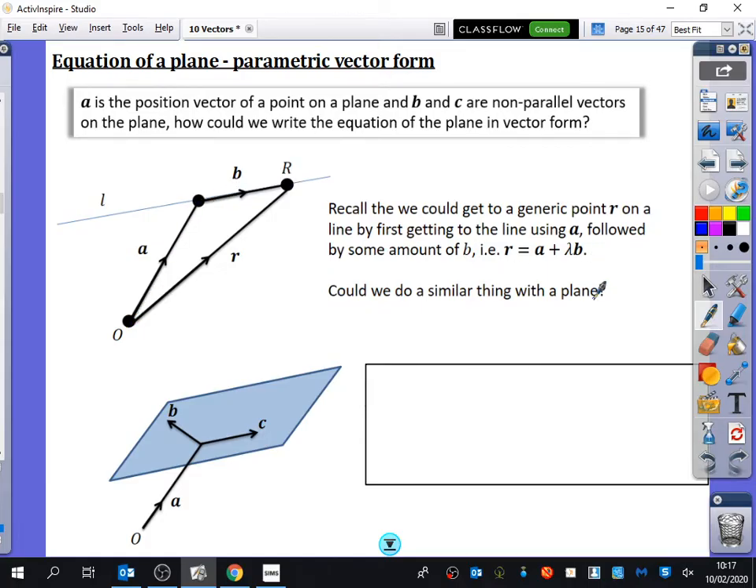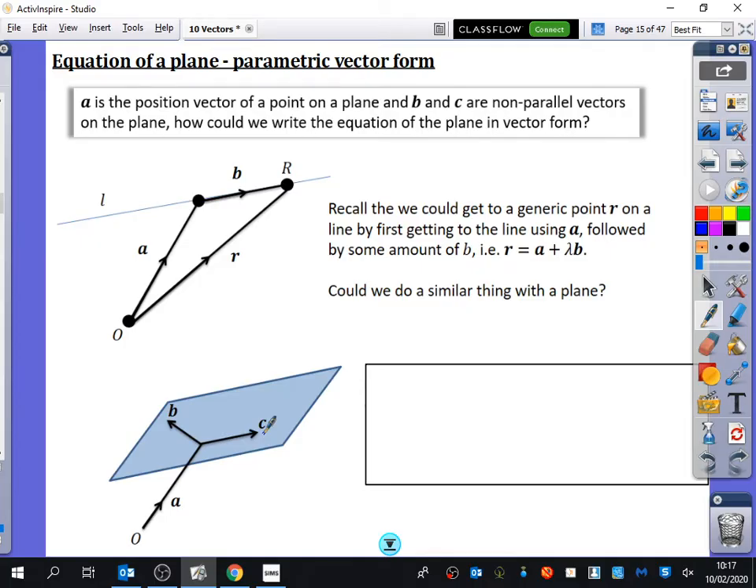I want to try and think, could we do a similar thing with a plane? So this blue sort of parallelogram here is not really a blue parallelogram at all. It's a plane that we need to try and visualize in 3 dimensions. It's like the surface of the table that you're sat around. The origin is somewhere on the floor that we're talking about here. And the position vector A takes us up onto the plane. And then the vectors B and C are vectors which are parallel to the plane, but they're not parallel to each other.